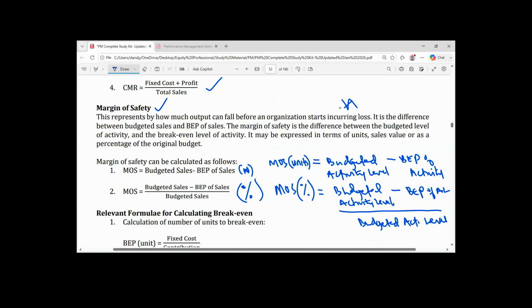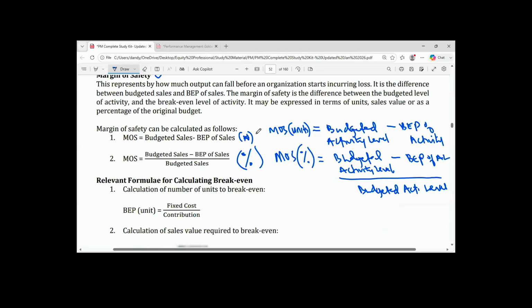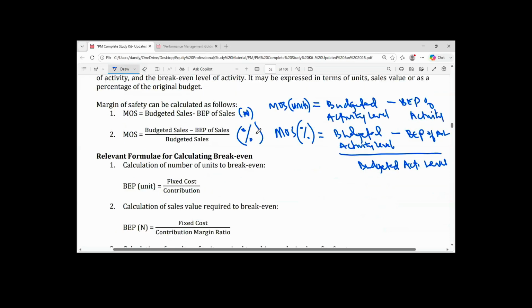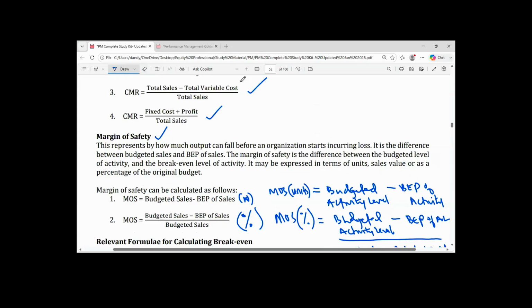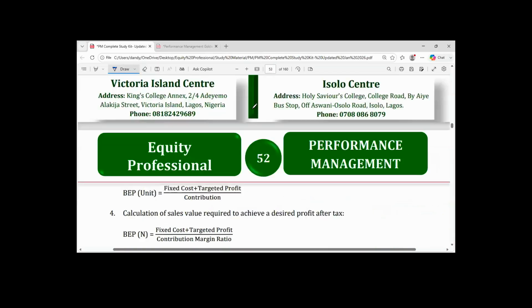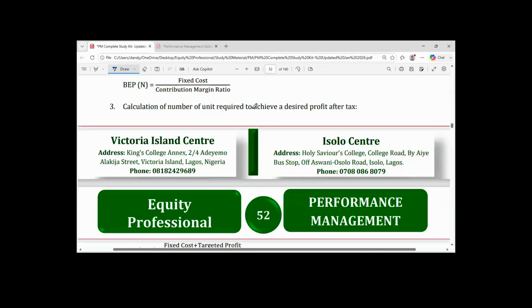All right. So let's talk about objectives. Let's talk about the objectives of break even. The underlying objective of break even. Let me use the working notes to express this.